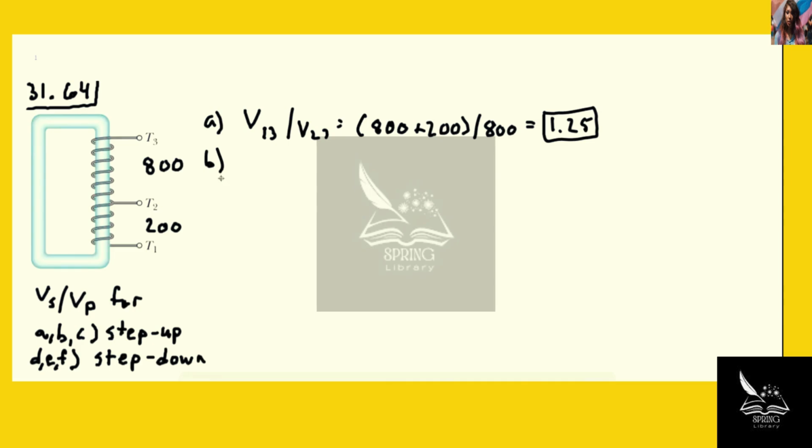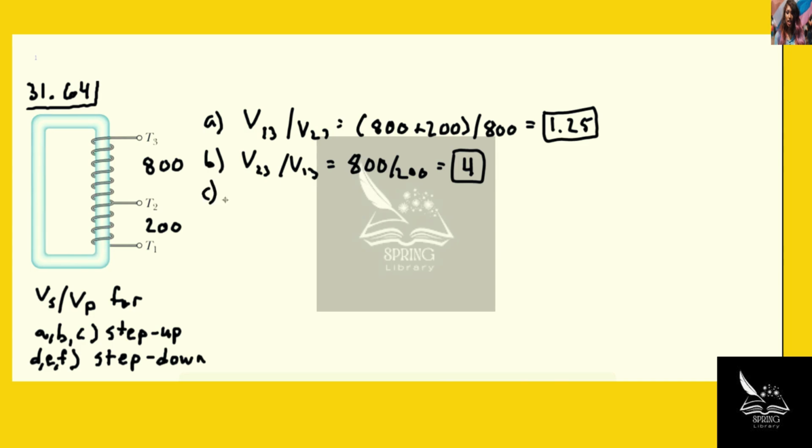The next largest, or second smallest, uses T1(2) as the primary, and T2(3), so the taps 2 and 3 as the secondary, and taps 1 and 3 as the primary. That's probably the easiest way to write this down. So this is 800 over 200. So this is 4.